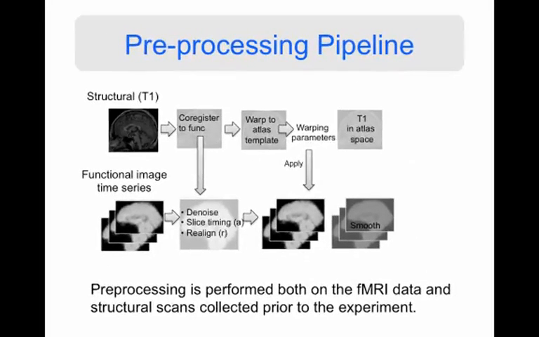Now, mind you, there are lots of different ways of performing pre-processing. This is just one potential pipeline. Some people do it in different orders, and some people don't do certain parts of this or do additional parts. So there's basically as many pre-processing pipelines as there are studies, and this is just an example of one possible pre-processing pipeline.